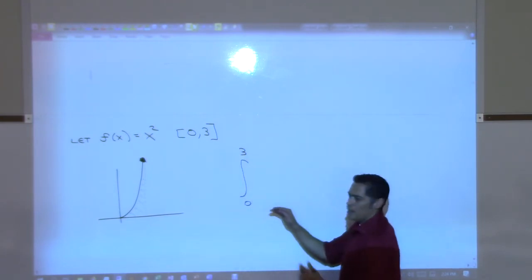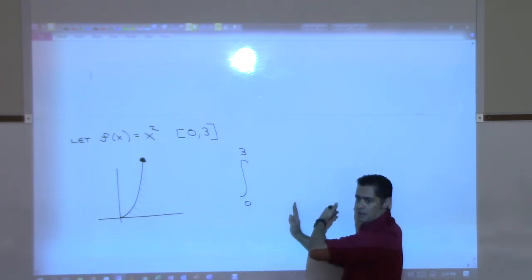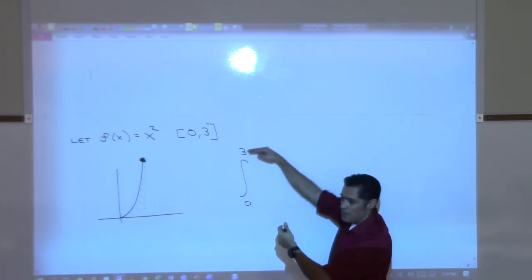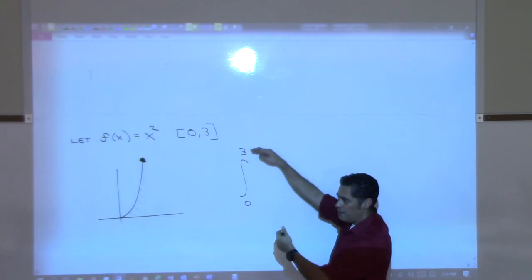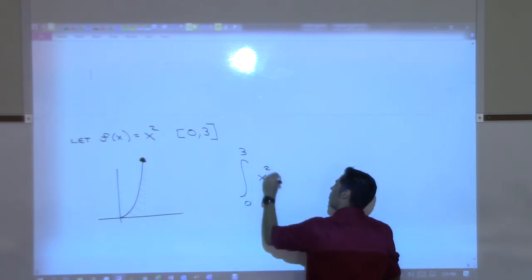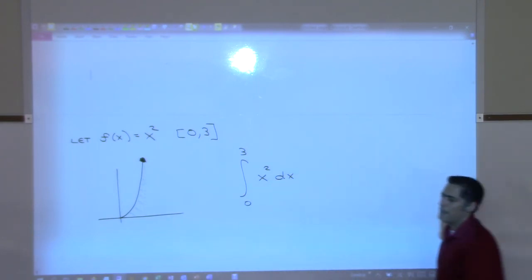It's always, you know how on a number line we go left to right? It's up to down like left to right. So this number here is always smaller than this number here. Okay? 0 to 3. And then now we put the function x squared dx. There we go.